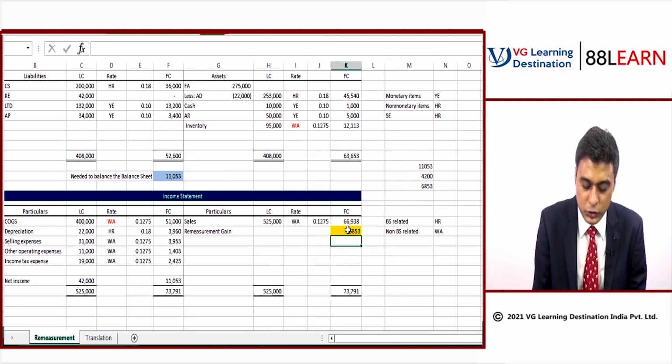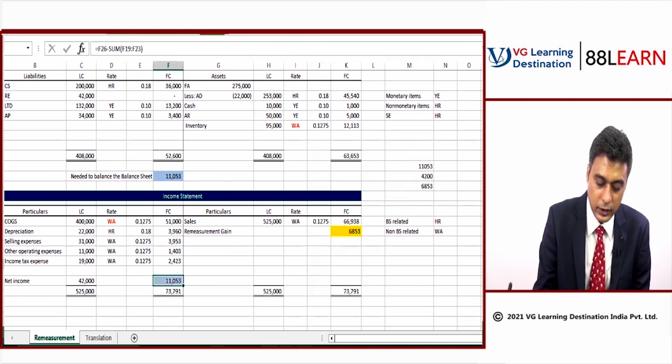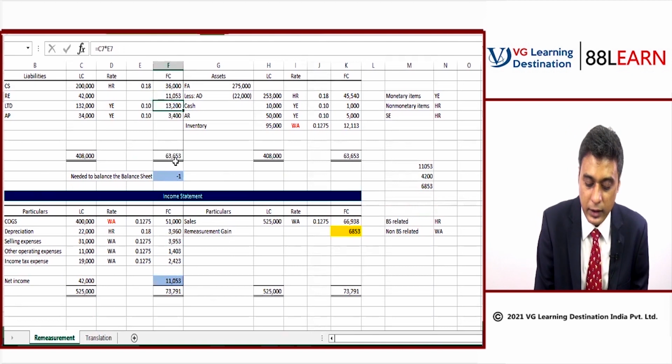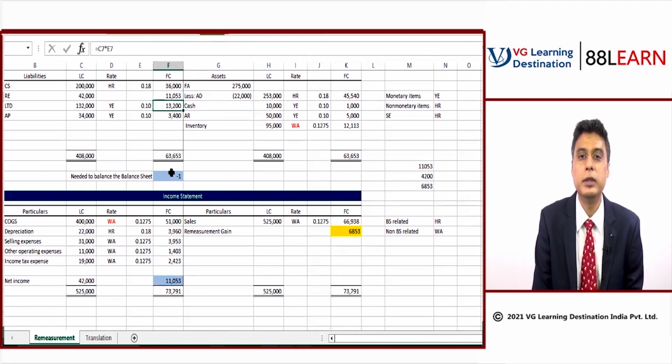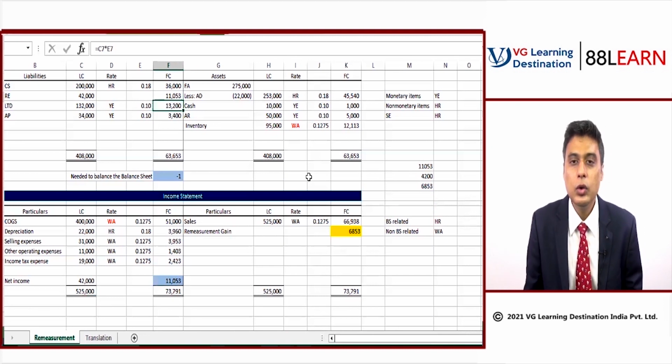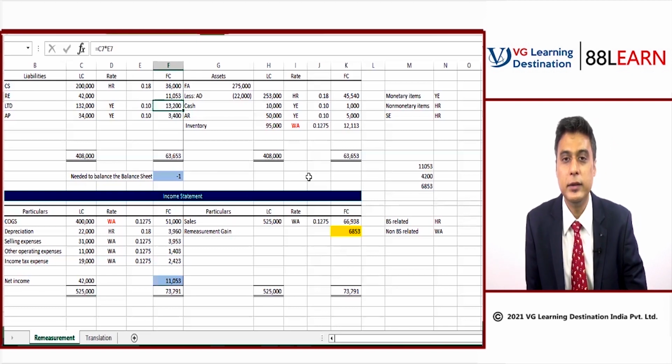Okay. Now see, our net income comes to 11,053. And here, the net income comes to 11,053. And now when I add 11,053 to retained earnings, the balance sheet tallies, it becomes 63,653 on the liability side as well. Okay, so what did we do in the remeasurement method? Number one, we started with the balance sheet. Then we went to the income statement.